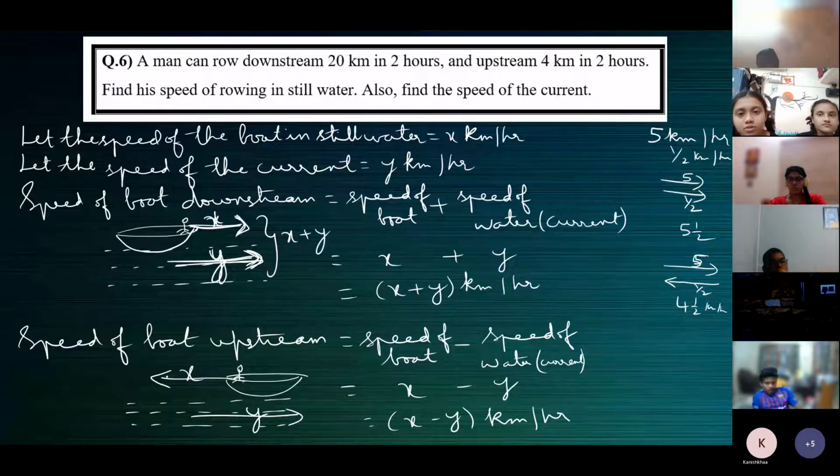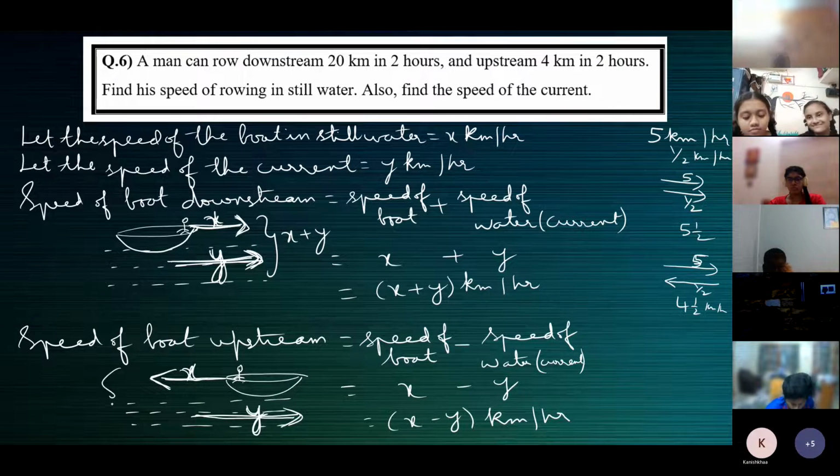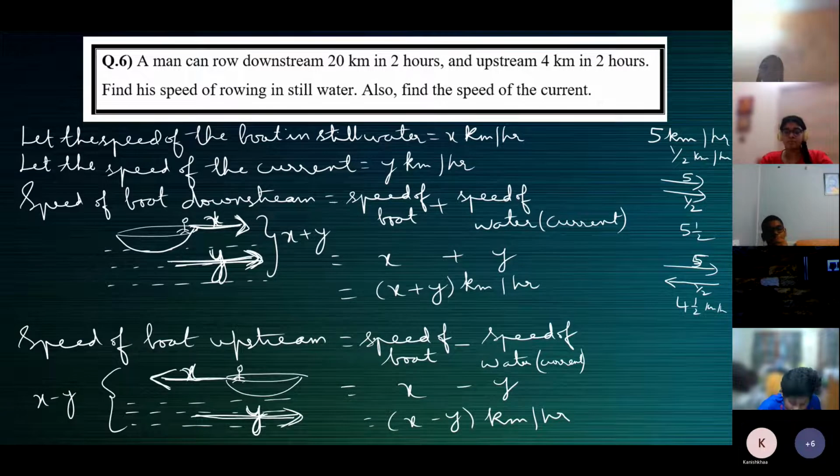The boatsman is going in the opposite direction. He's rowing the boat like this at X kilometer per hour. But the water is flowing in the opposite direction at Y kilometer per hour. So the net speed will be X minus Y. Upstream means if you are rowing the boat in the direction opposite to that of flowing water. Upstream means opposite directions. Downstream, same direction.